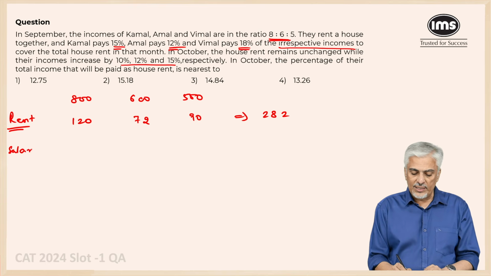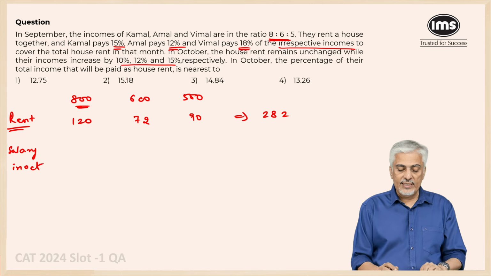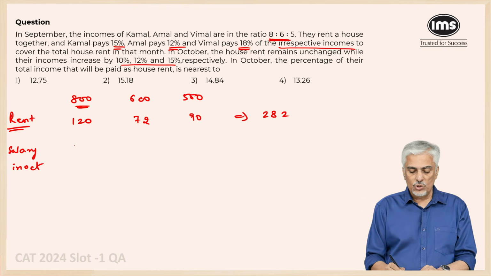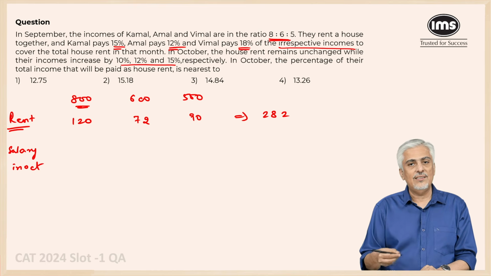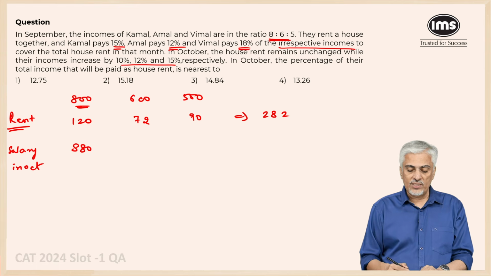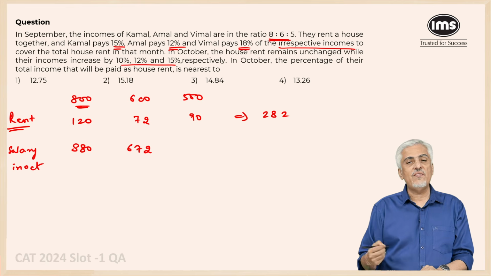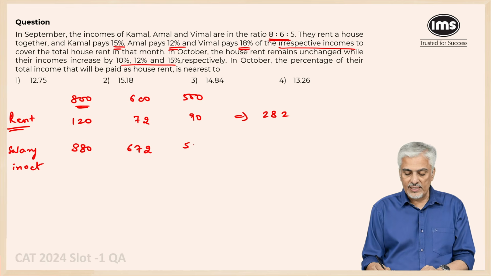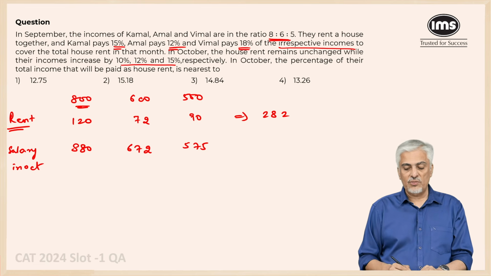Salaries or income in October. What will that become? Now, for Kamal, it is increasing by 10%. So 800 plus 10% will be 880. 12% of 600 is 72 only, so it will become 672. And for the last person, it will be 500 plus 15%, so 575.